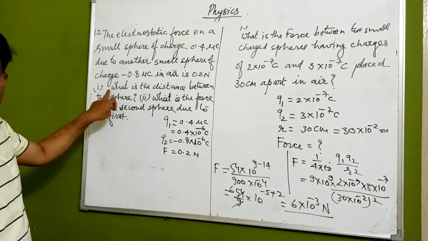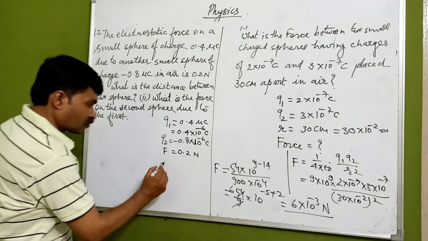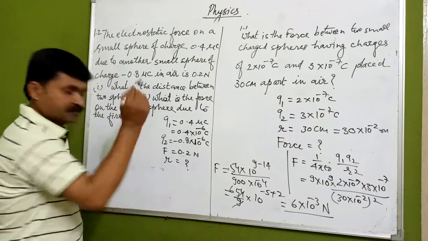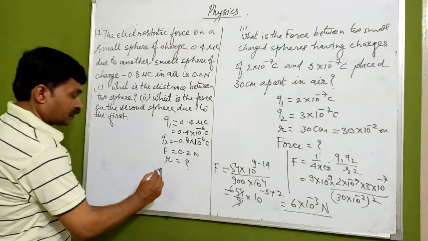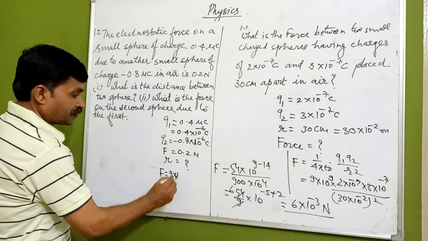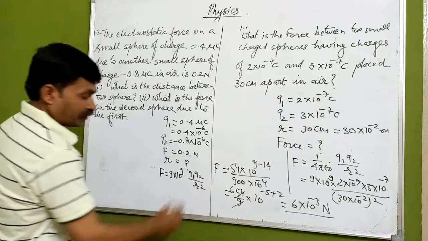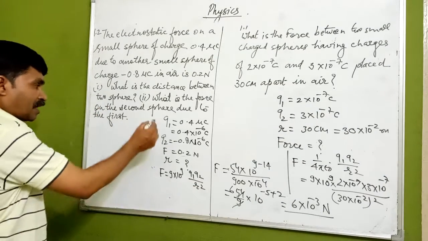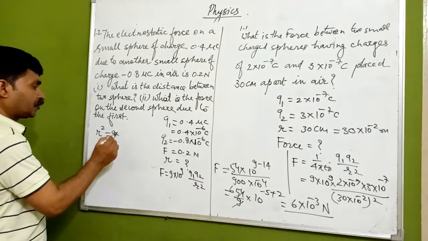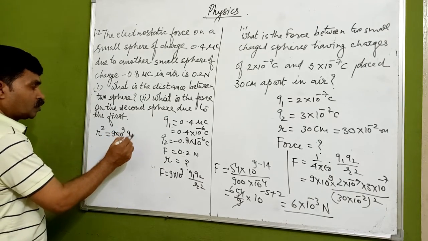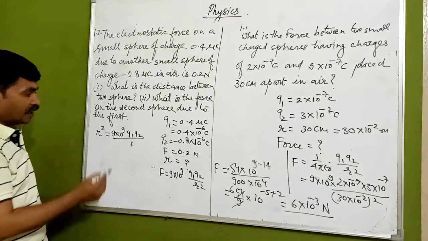Now, what is asked? What is the distance between two spheres? Means we have to determine R. This is the question mark for us. Now we know Coulomb's law, that is F equals 9 into 10 raised to the power 9 Q1 Q2 upon R square. Now we have to determine R square. I am taking it here. R square is equal to 9 into 10 raised to the power 9 Q1 Q2, divided by F. This will give the answer.